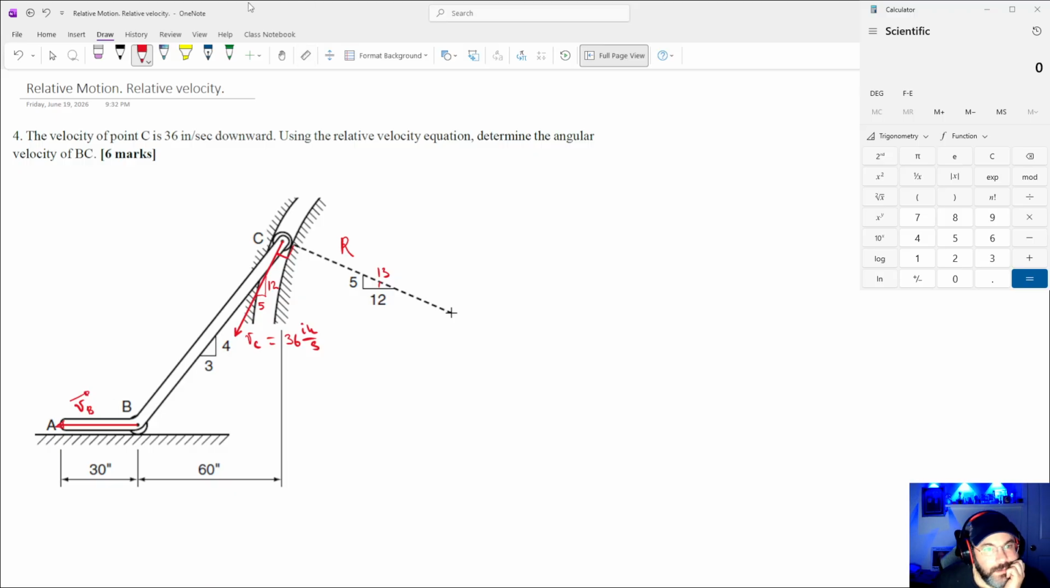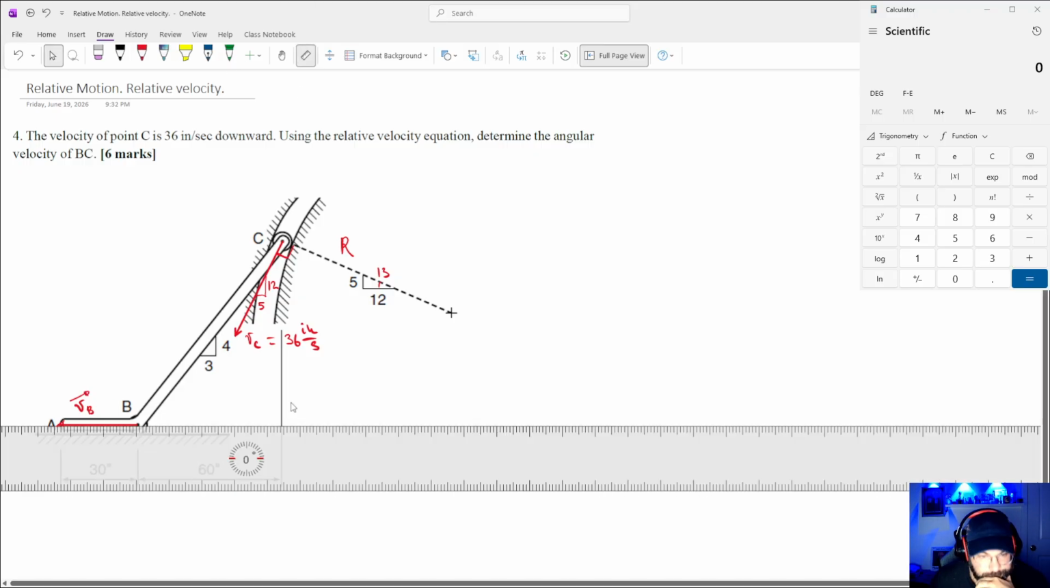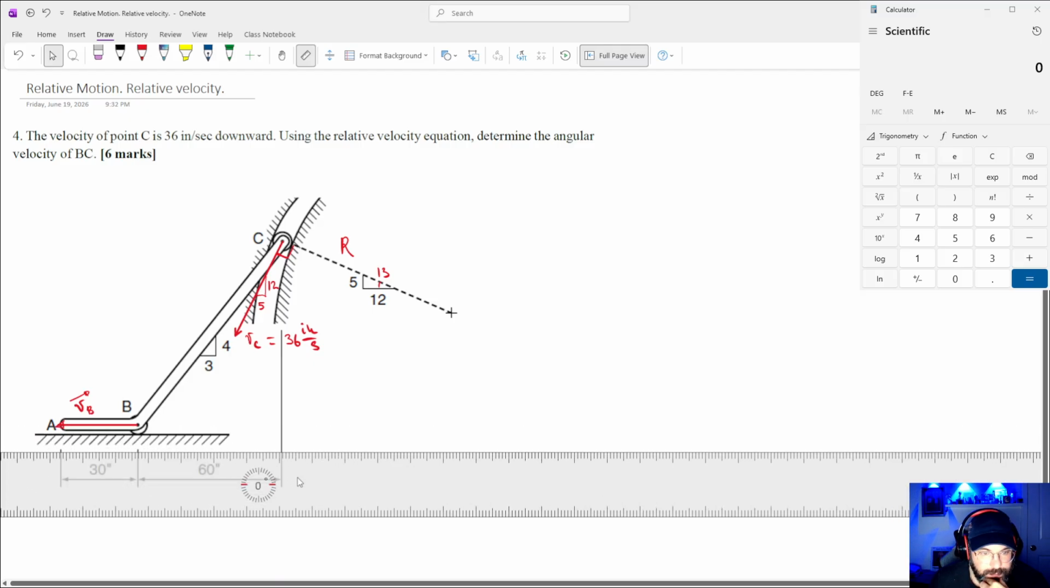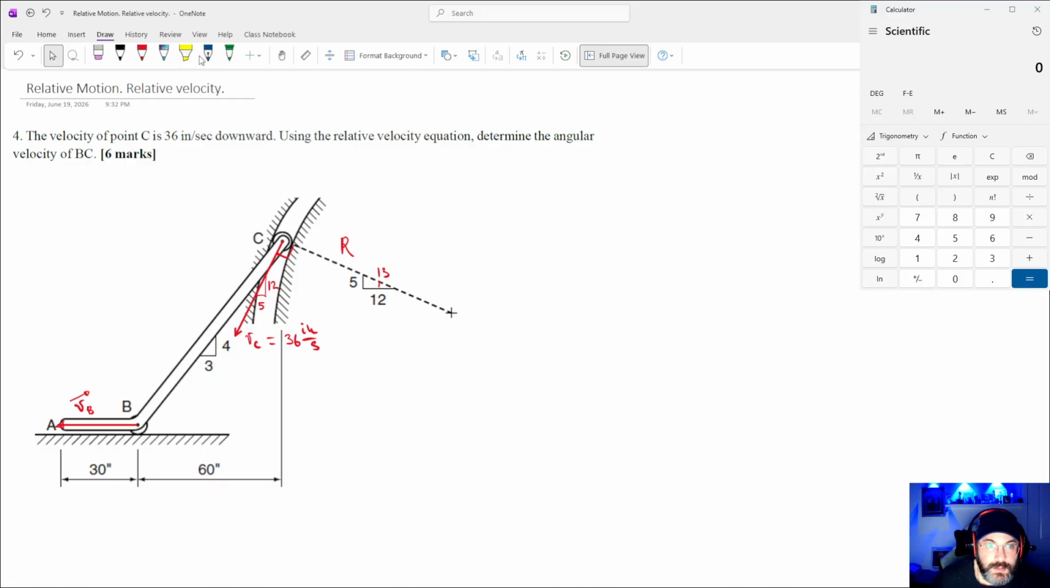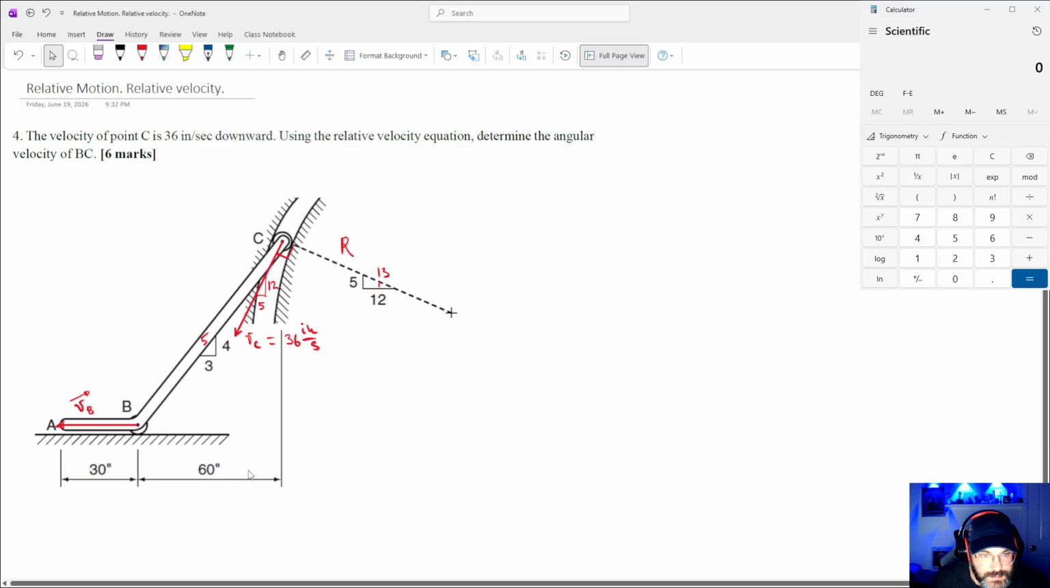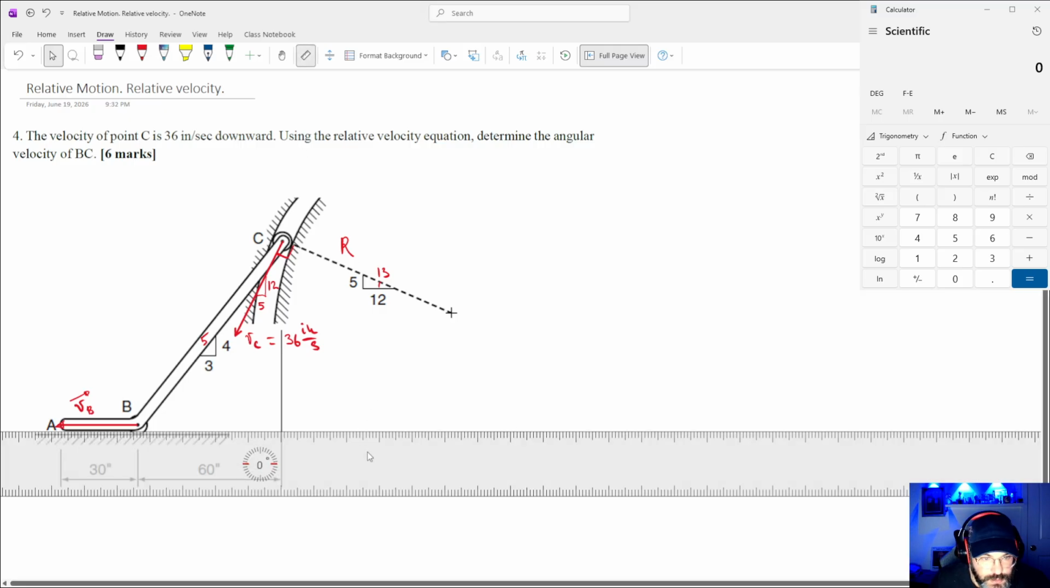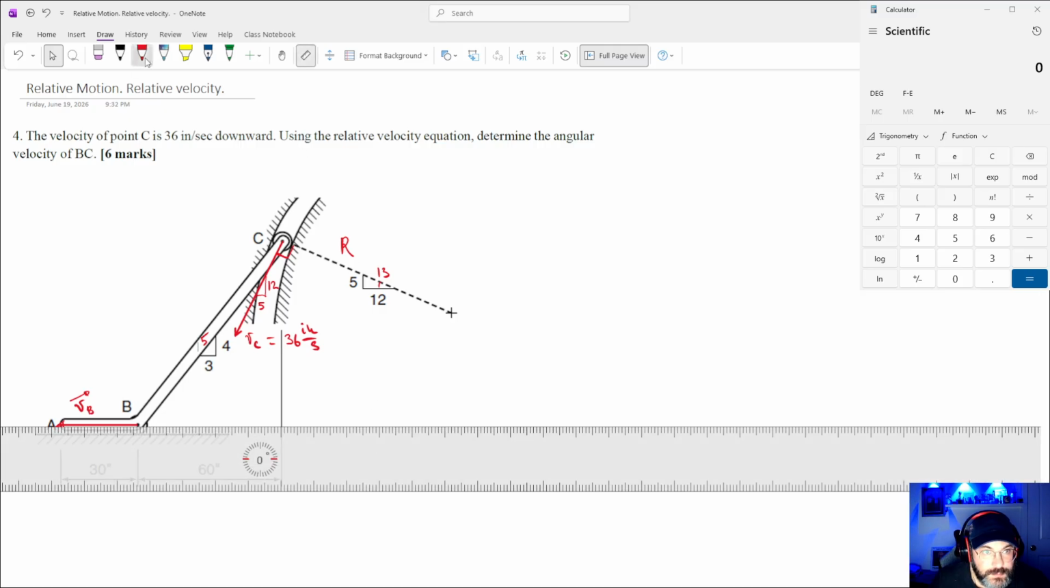Also, let's right away extract another geometrical fact. As you can see, we have to calculate the angular velocity of BC. That means that we need to know the length of BC, and we do not know the length of BC, but it is given by this slope. It is 3, 4, and 5, and with this distance 60. So this is enough information to actually calculate it.